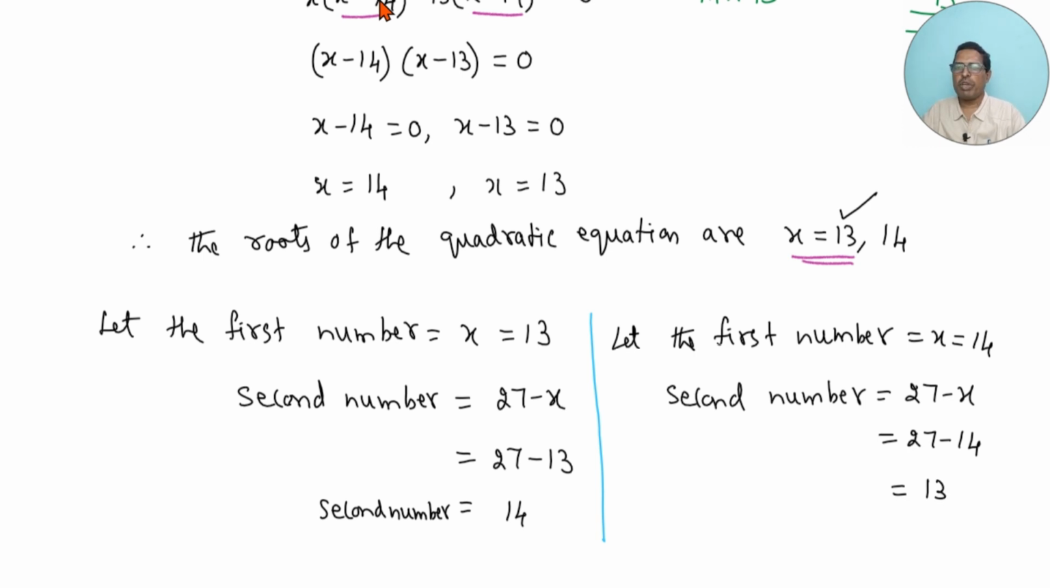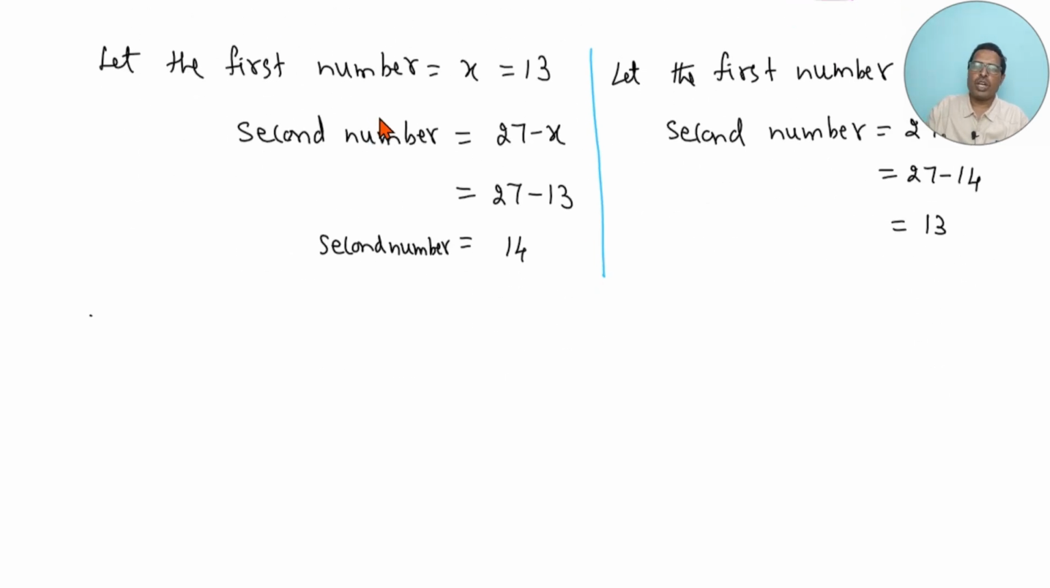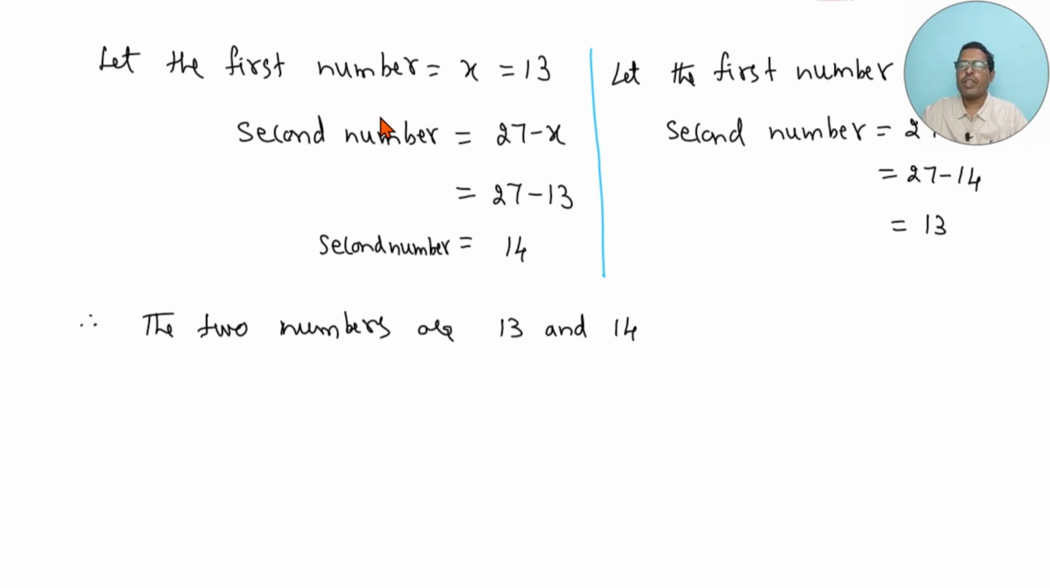So if you take first number as 13, second number will be 14. If you take first number as 14, the second number will be 13. That means two numbers we have got, 13 and 14. Therefore we can conclude that the two numbers are 13 and 14, whose sum will be 27 and whose product will be 182. So that's the required solution.